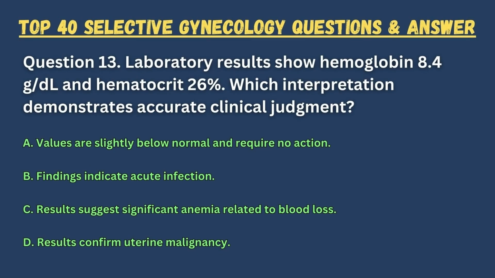Question 13. Laboratory results show hemoglobin 8.4 gram per deciliter and hematocrit 26%. Which interpretation demonstrates accurate clinical judgment? A. Values are slightly below normal and require no action. B. Findings indicate acute infection. C. Results suggest significant anemia related to blood loss. D. Results confirm uterine malignancy.